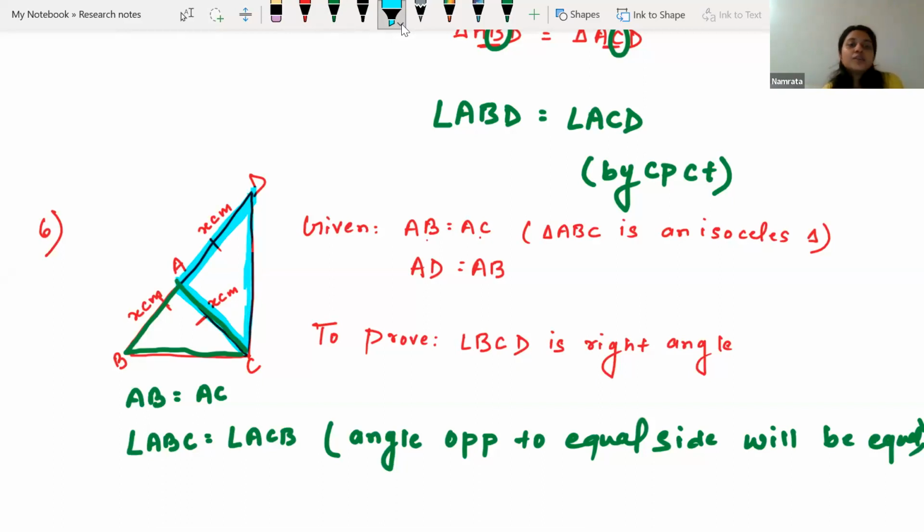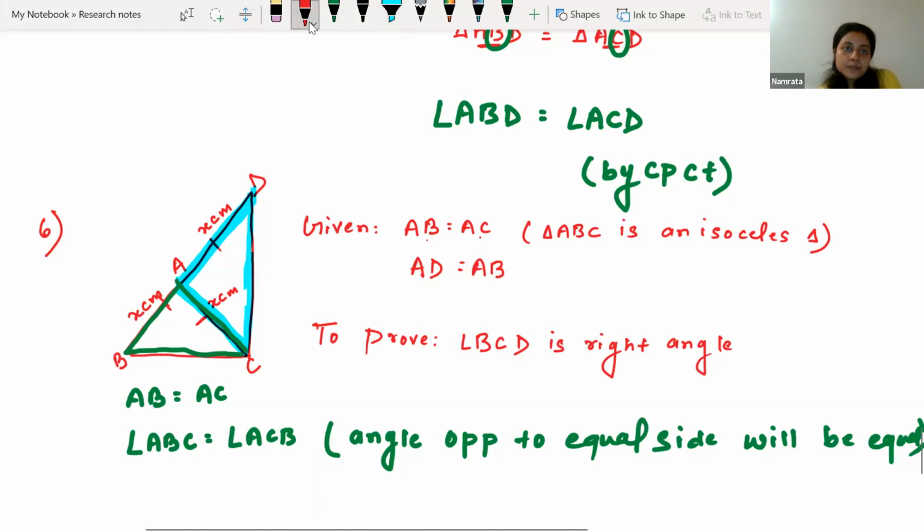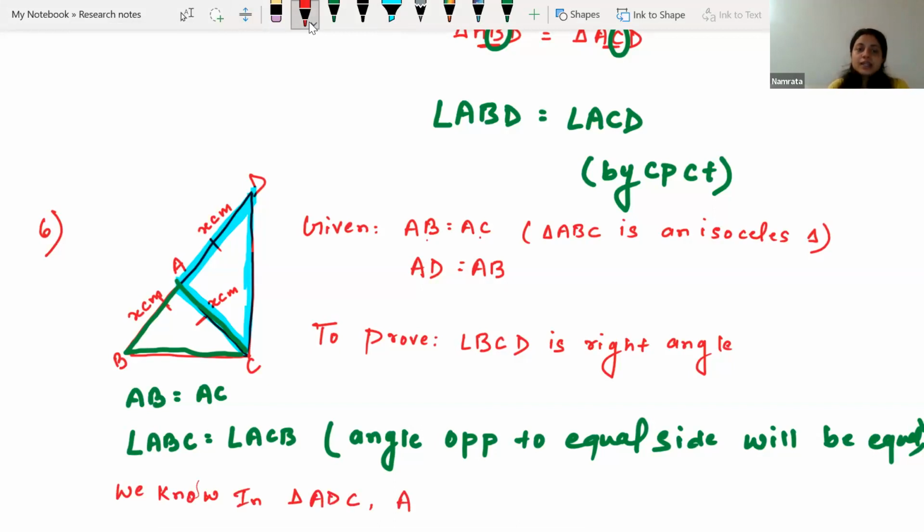Here we can see that in this smaller triangle, two sides are the same. That is AD and AC, right? So if AD is equal to AC, in triangle ABC, AD is equal to AC. And since these two sides are the same, the angles opposite to these two sides will also be the same, right?